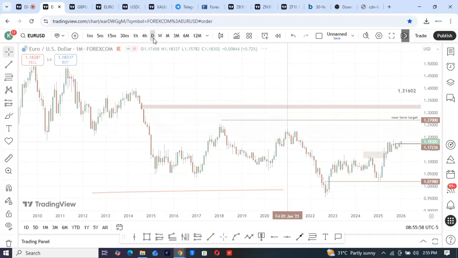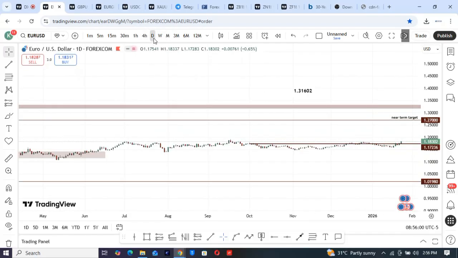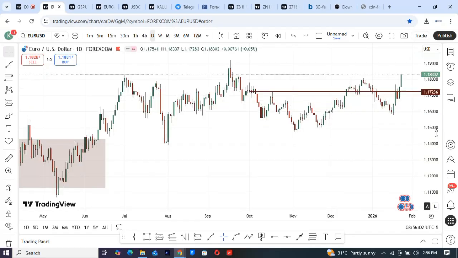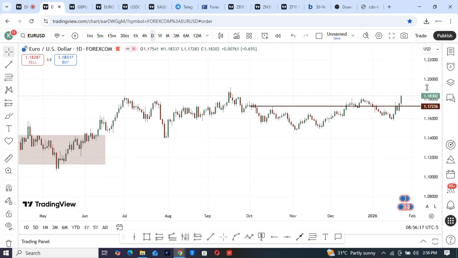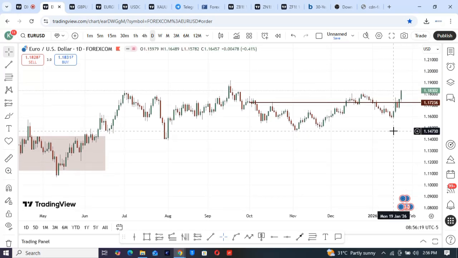such as the euro and also the dollar. I want to see this low here at 19 being protected. Price books within the range from this low here to this high, and price goes higher. For this premise to be very much valid, we do not want to see the low below 19th Monday of January 2026 being taken out.